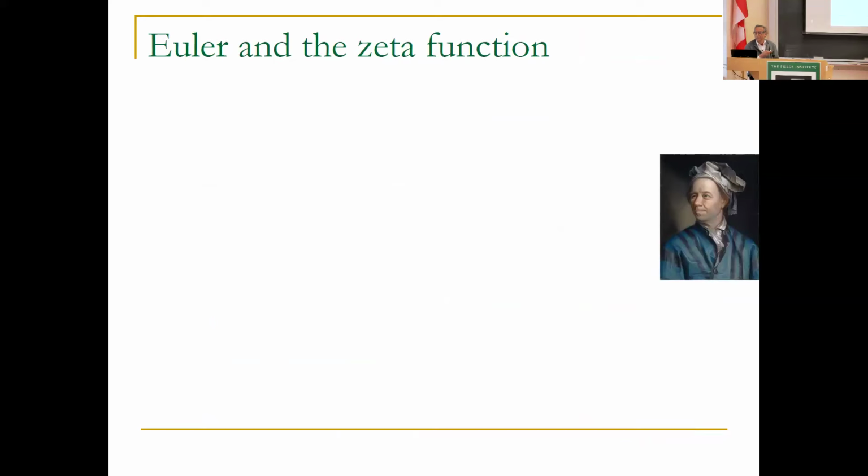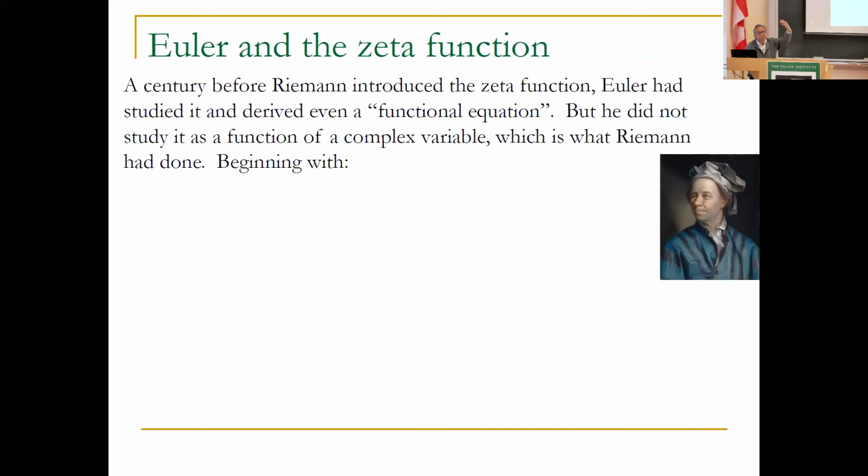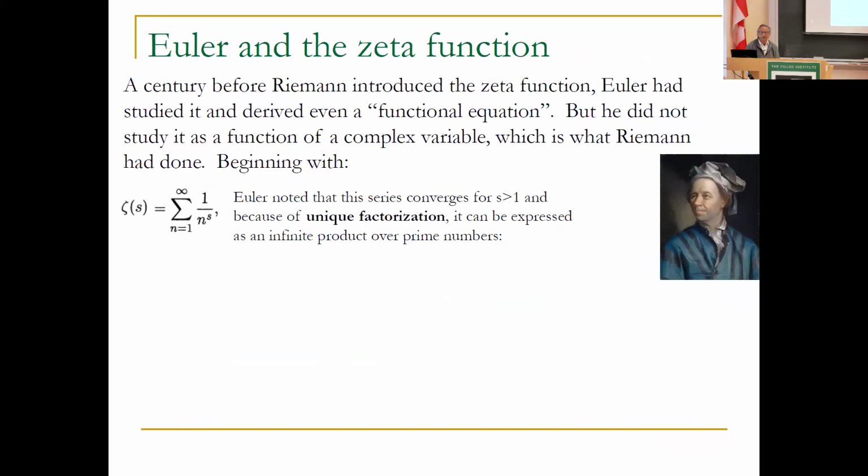All right, so it has to do with the theory of the zeta function. Euler was the first person to start thinking about the zeta function, a century before Riemann. He studied it. He even derived what we can call a functional equation, but he didn't study it as a function of a complex variable. And that's what Riemann had done. Riemann had realized that the function zeta(s) equals the summation of 1 over n to the s has to be studied as a function of a complex variable.